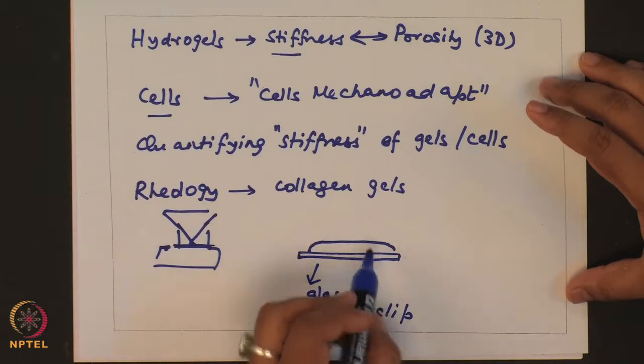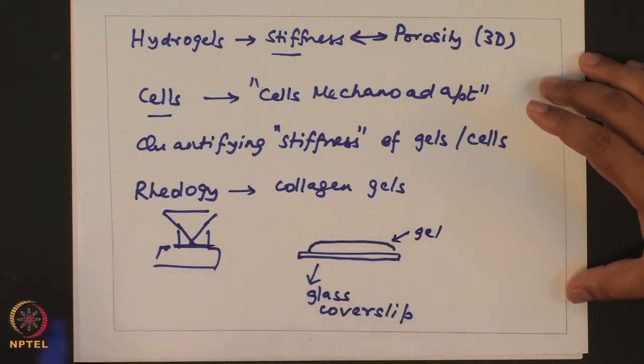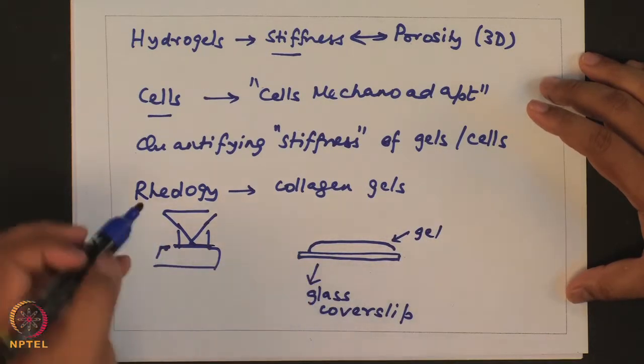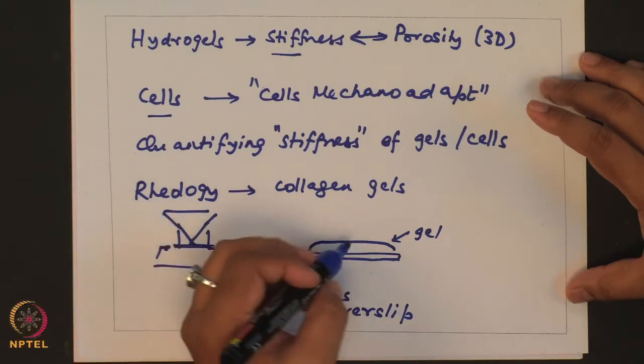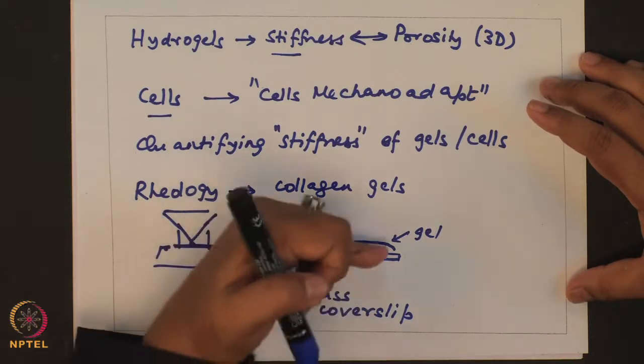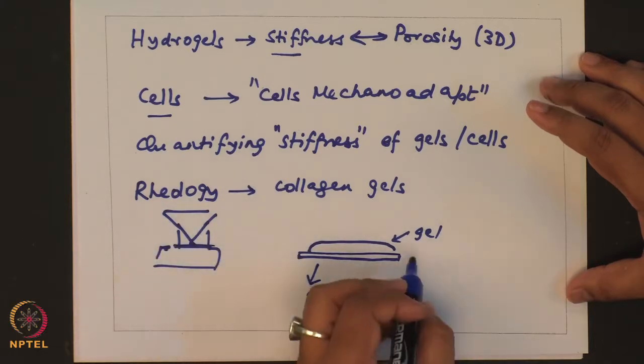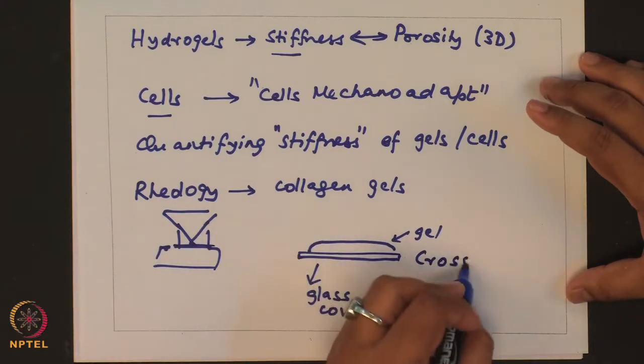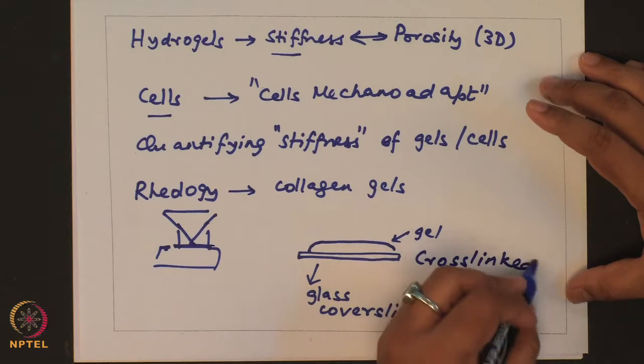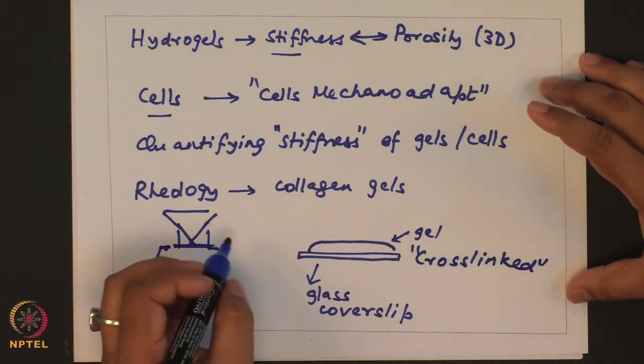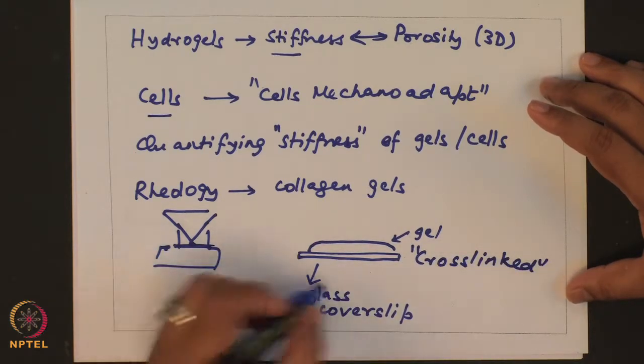So, this is your gel. In this case, the properties that you measure in rheology versus the properties you measure under the condition in which the gel is cross linked can vary greatly. Gels are generally cross linked to the surface.